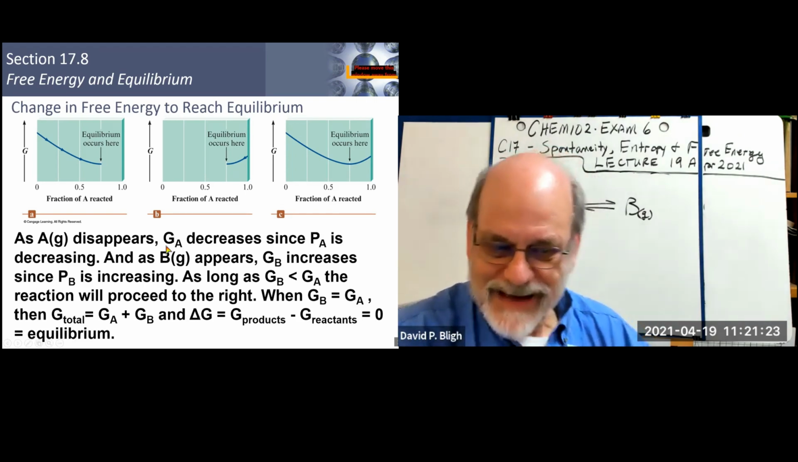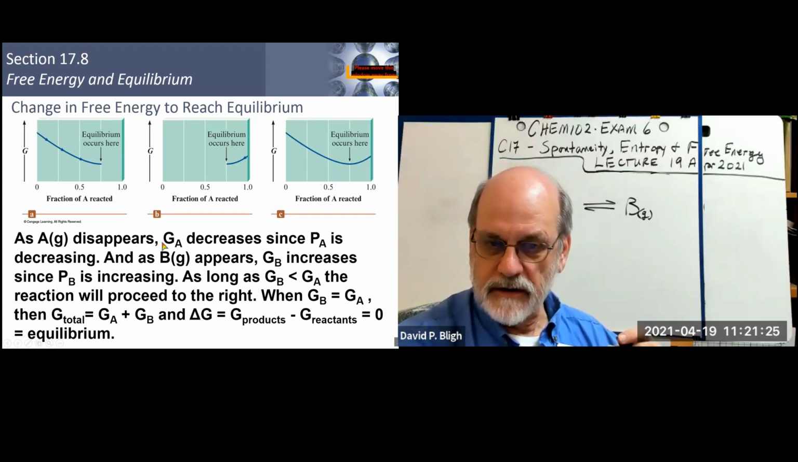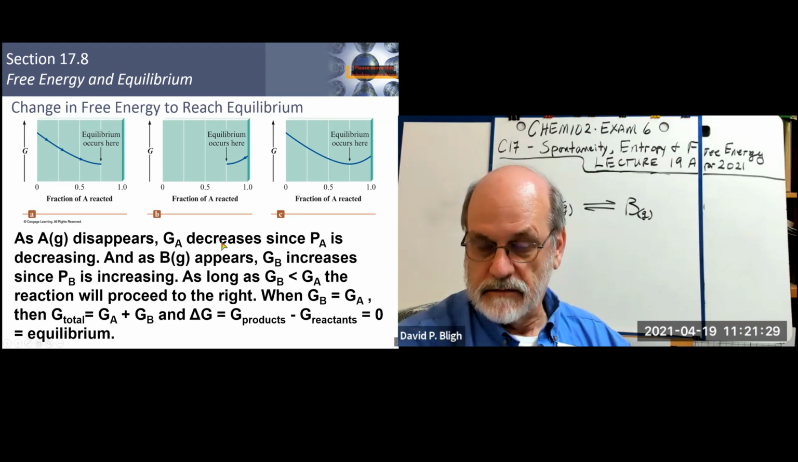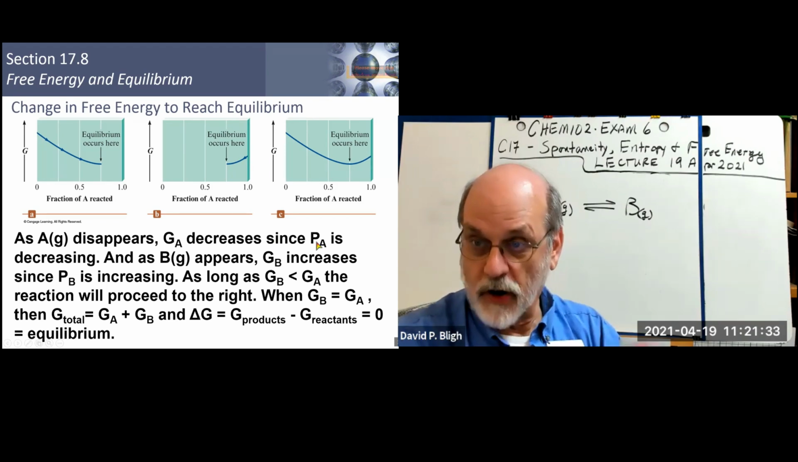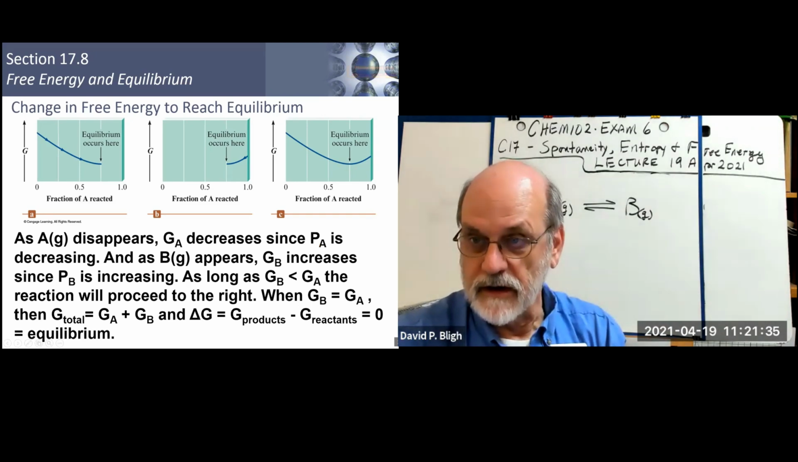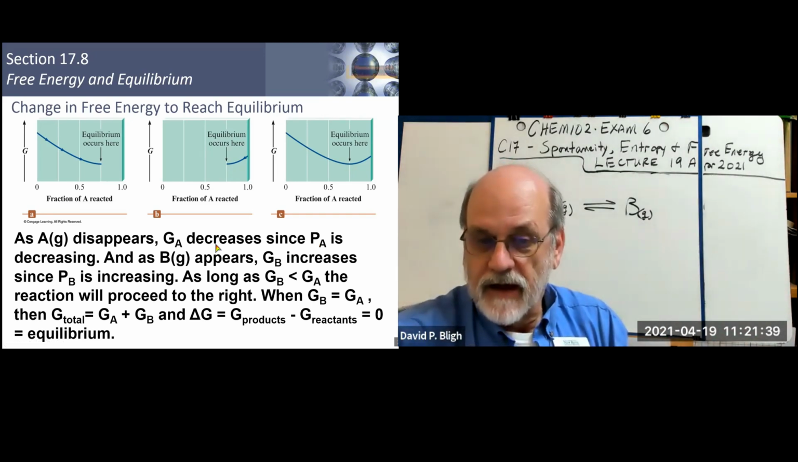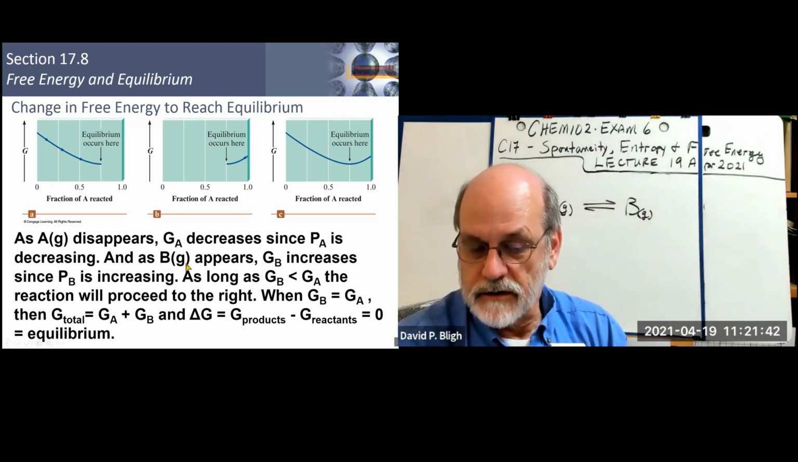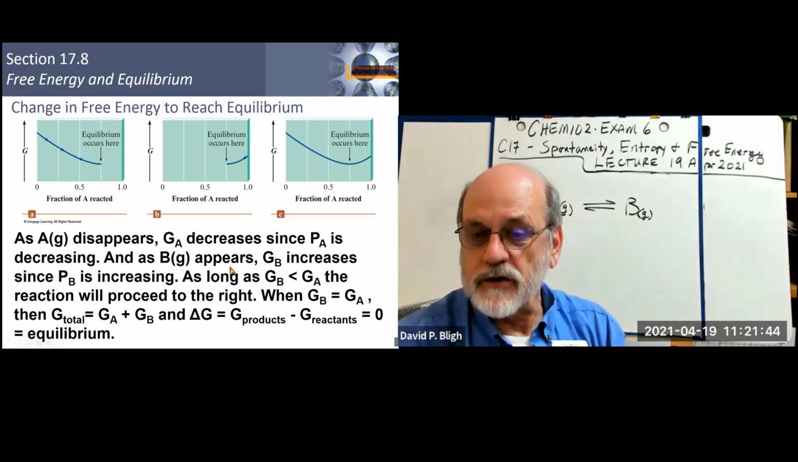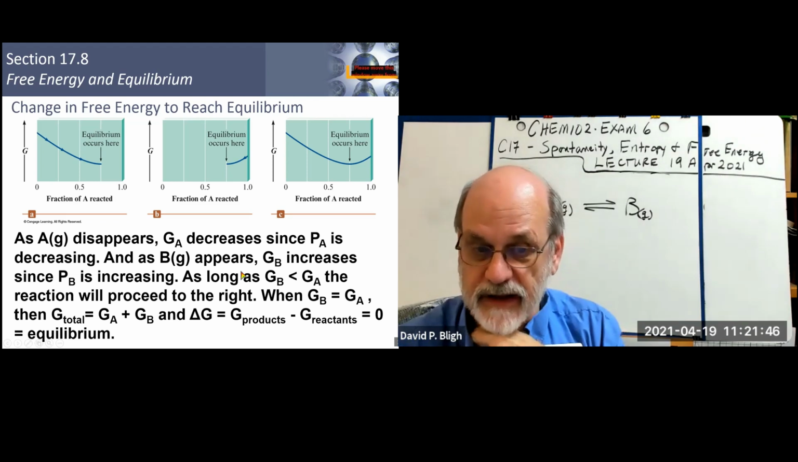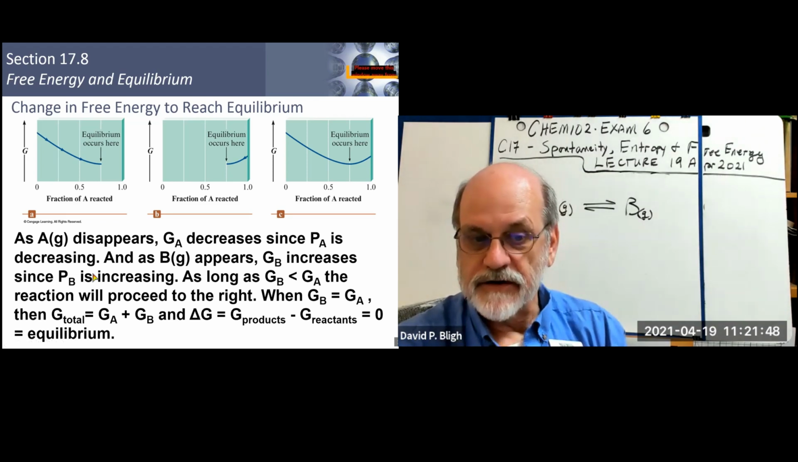So we're going to say as A disappears, the free energy of A decreases, since the partial pressure of A is also decreasing. It just stands to reason from the equation. And similarly, as B appears, the actual free energy of B increases, since the partial pressure of B is also increasing.